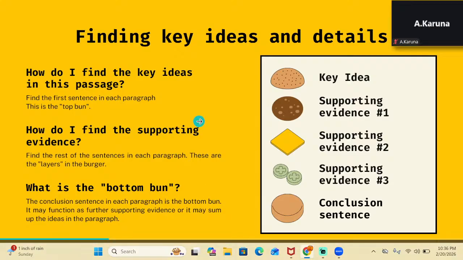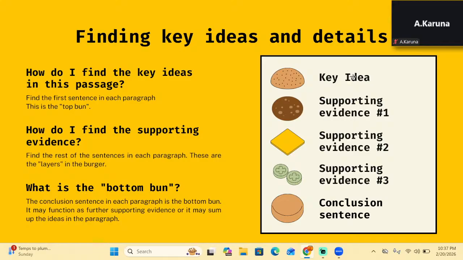So how do I find the key idea in a passage? To find the key idea, you just find the first sentence in each paragraph. This is called the top bun. So your first sentence is your key idea. What your entire paragraph is about in one sentence, that's what you say. Just an introduction, a short introduction.